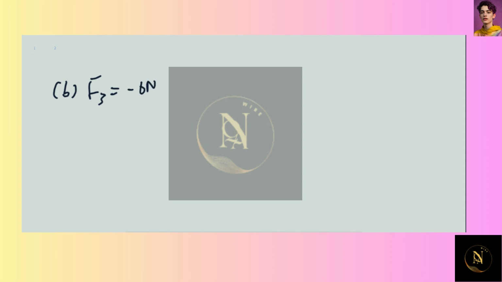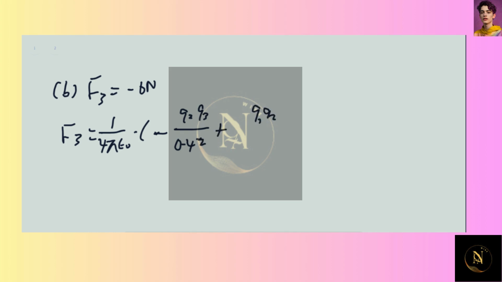Okay. And we have the same expression for F3, which is 1 over 4 pi epsilon naught times negative Q2 Q3 over 0.4 squared, plus Q1 Q3 divided by 0.2 squared. And in this case, this is equal to negative 6 newtons.